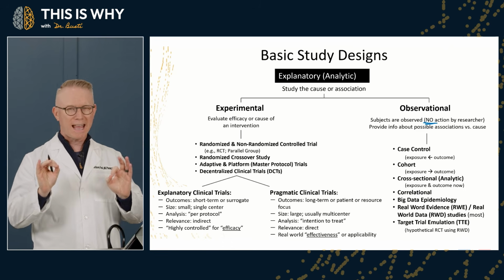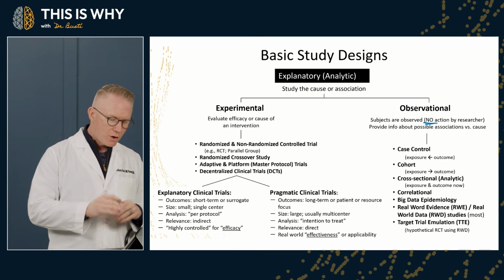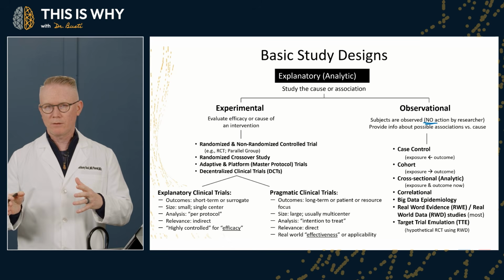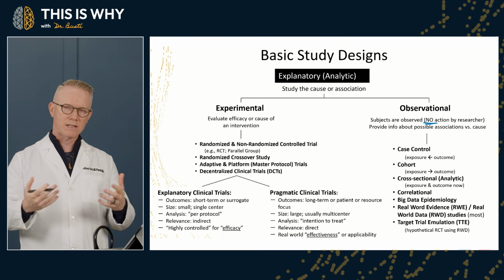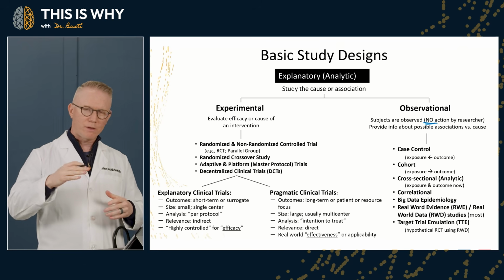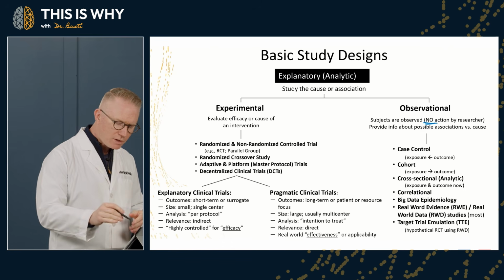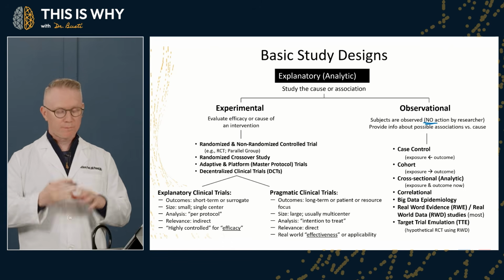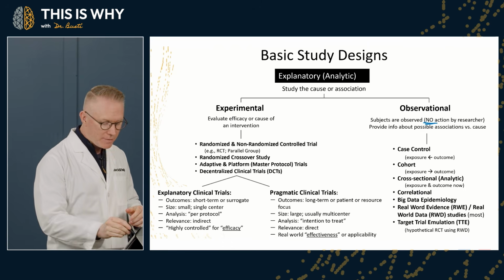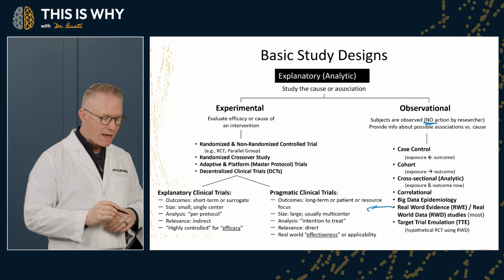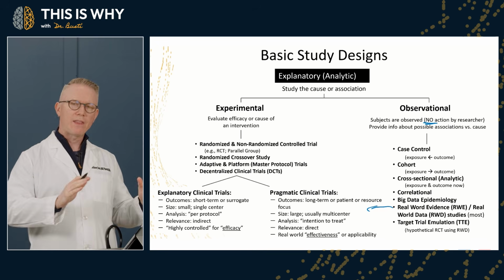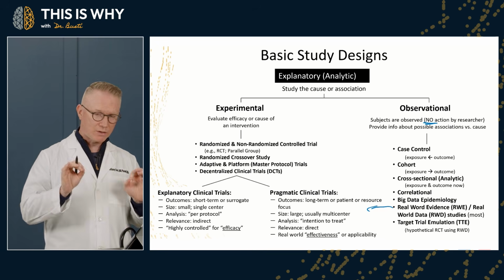Cross-sectional studies that are analytic, okay, correlational studies, and then we get into that big data epidemiology, okay, now that we have more access and technology and the tools. Real-world evidence, RWE, right, and then real-world data studies. Most of these are observational, okay? There are some that can be and fall into the pragmatic clinical trial. So you'll see some fluctuation. Again, that goes back to the actual design, and you have to pay attention to that.